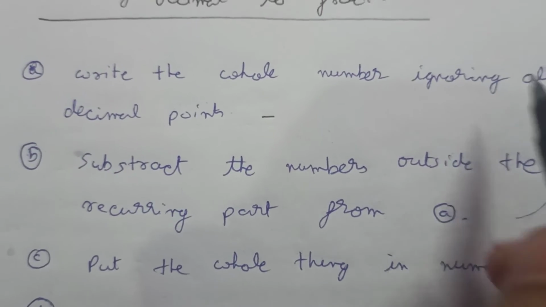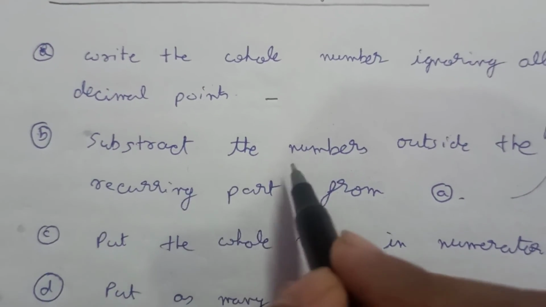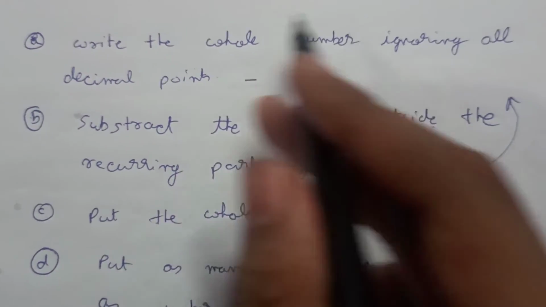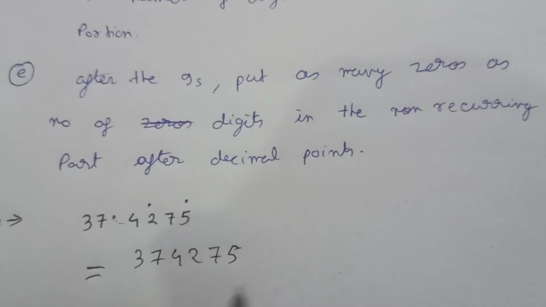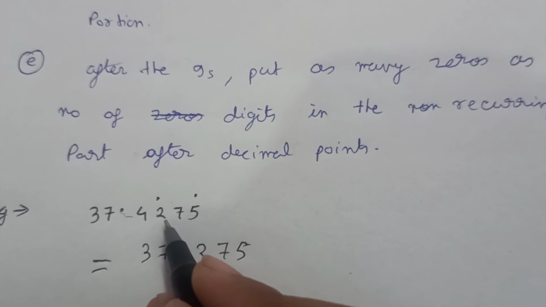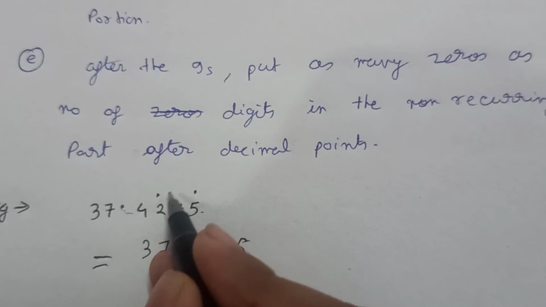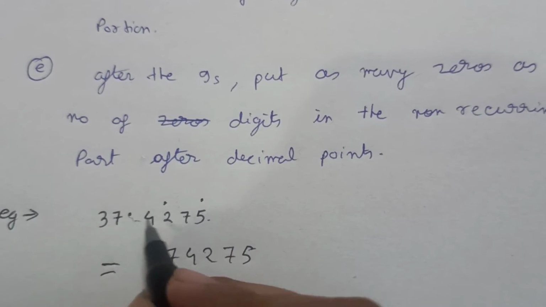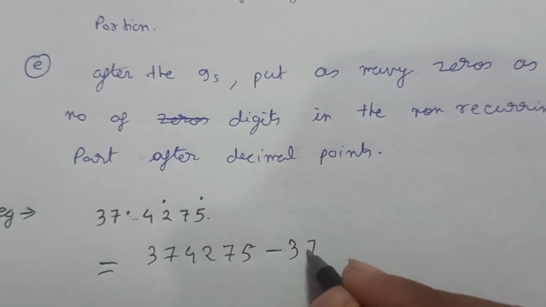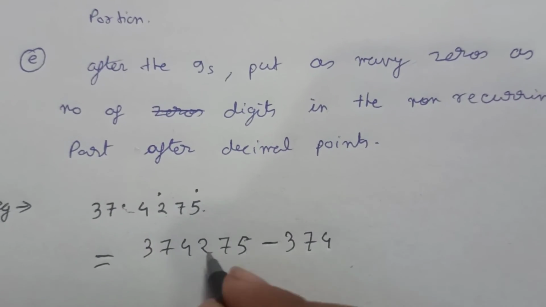After that we will subtract the numbers outside the recurring part from the whole number. What are the numbers outside the recurring part? Here the recurring part is 2, 7 and 5. So the numbers outside the recurring part are 3, 7 and 4. So I will subtract 374 from this number.